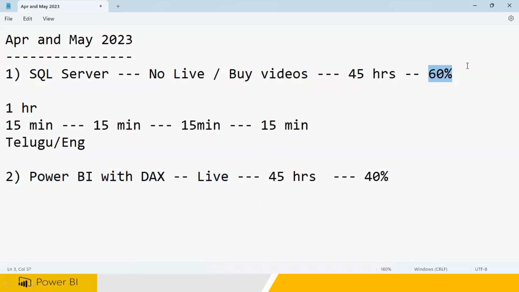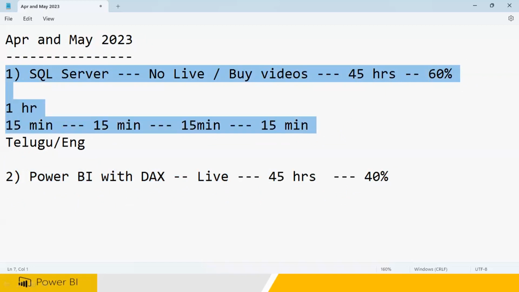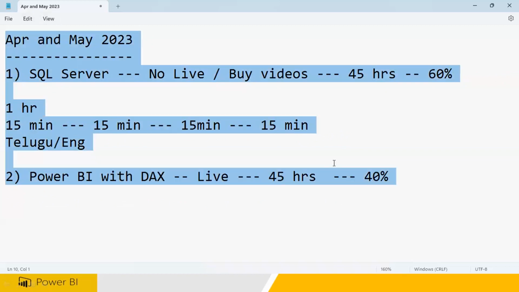So compulsorily you have to get ready for this, and daily give a minimum of 2 hours of practice to SQL Server. If you're busy in the morning, at least in the evening, right? Or you may take some more time, but I'm concentrating on the months of April and May. You need to complete these two courses, right?